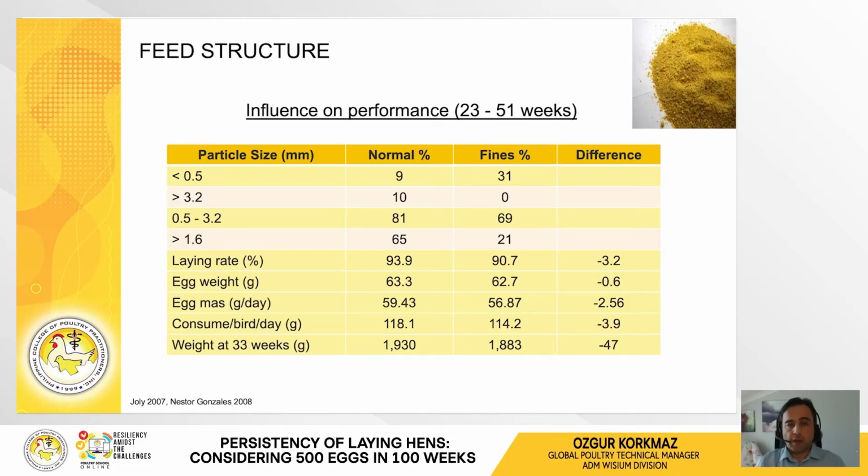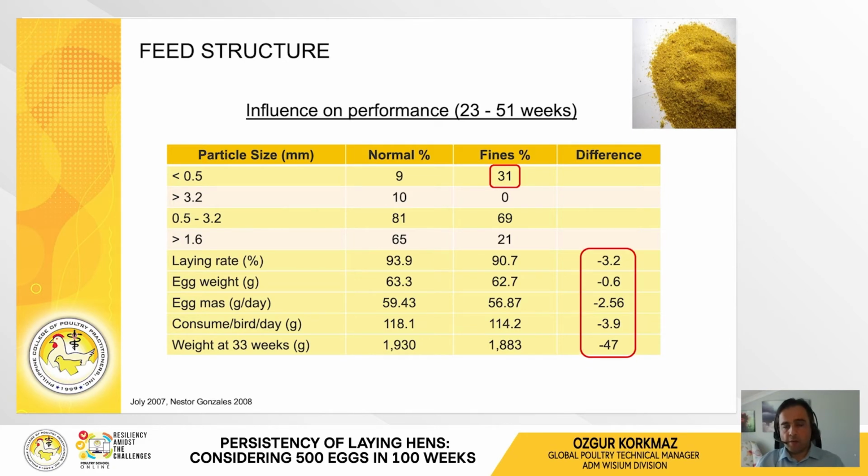Feed structure is another important point. We should not underestimate it, because hens don't like eating fine particles. Our target is a maximum of 10% particles less than 0.5 millimeter. Just to show you, in this trial, fine particles, which are less than 0.5 millimeter, were more than 10%. This is an example where it is 31% fine particles, which is too much.